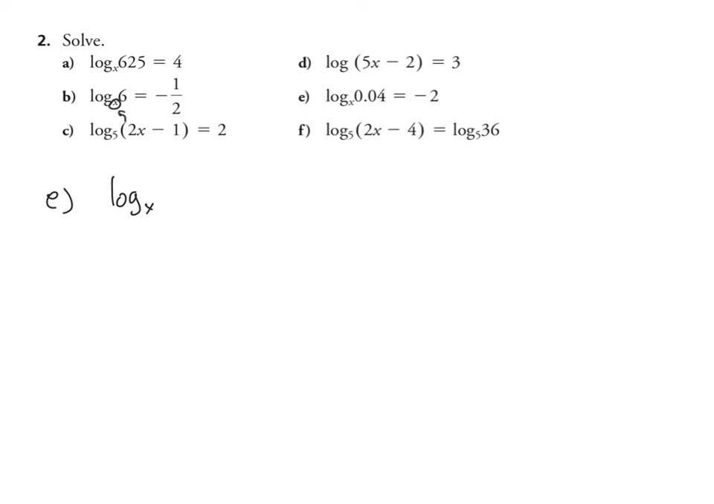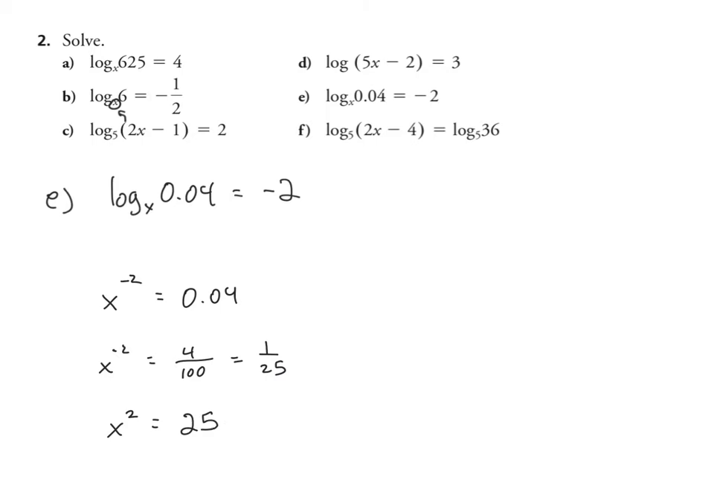The log with a base x of 0.04 equals negative 2. So we could say x to the power of negative 2 equals 0.04. I think I'd rather say x to the negative 2 equals 4/100ths, or even 1/25. And so x to the 2 is going to equal 25/1, which means that x equals plus or minus the square root of 25, and x equals plus or minus 5.